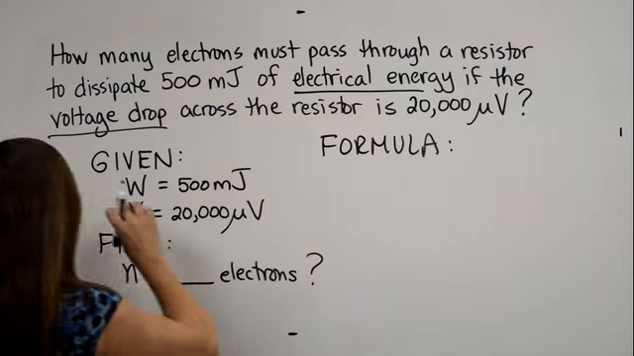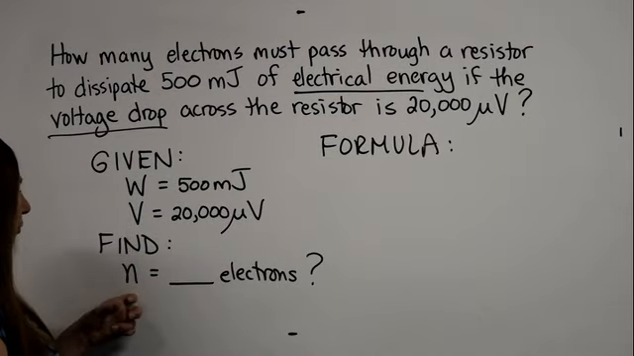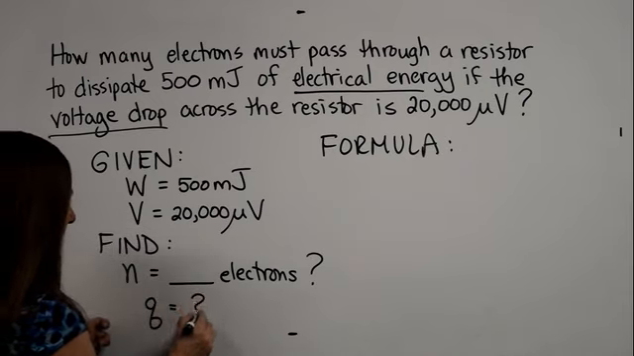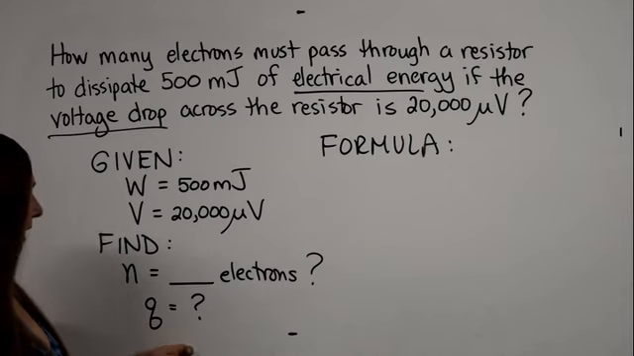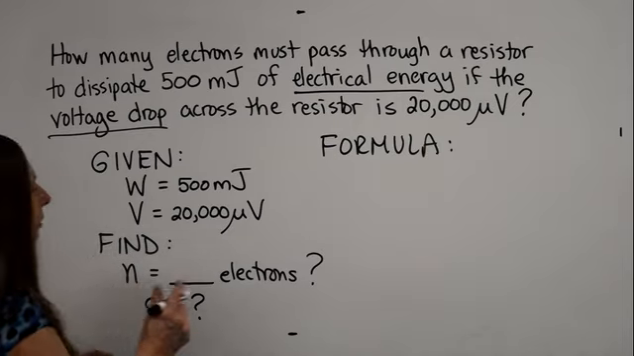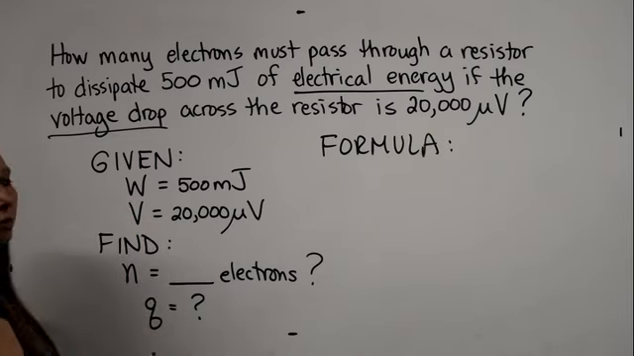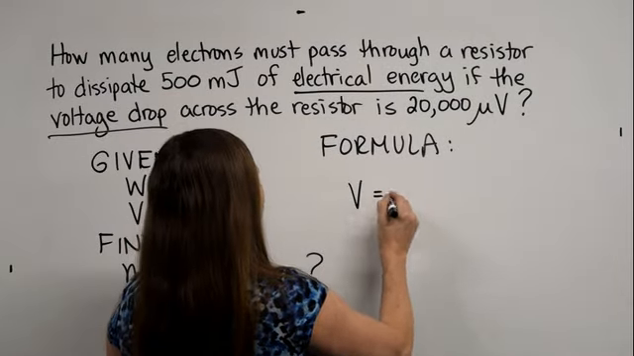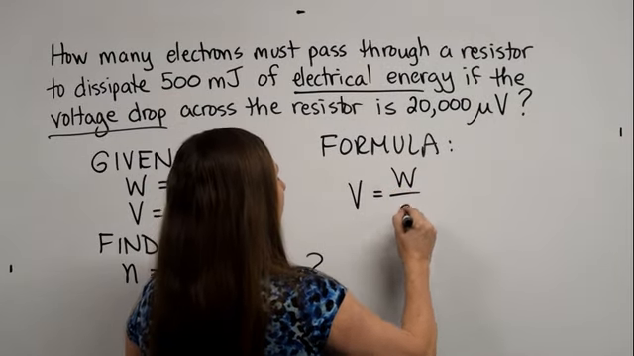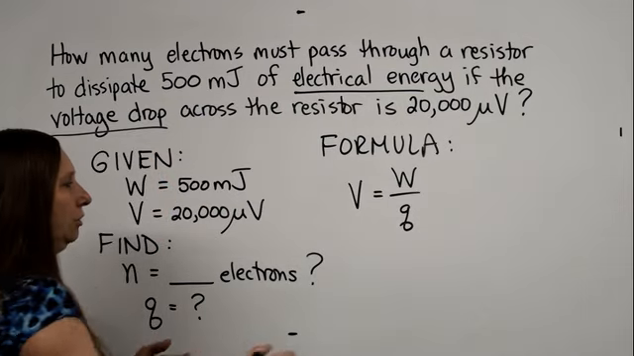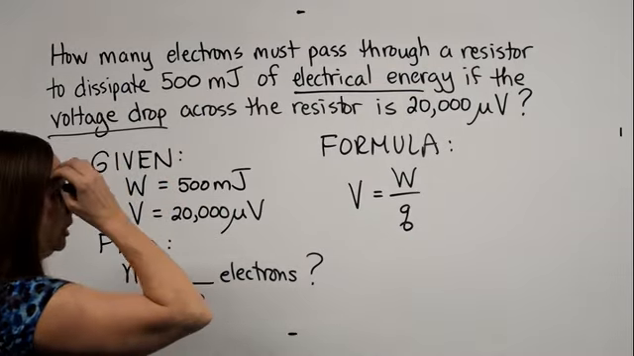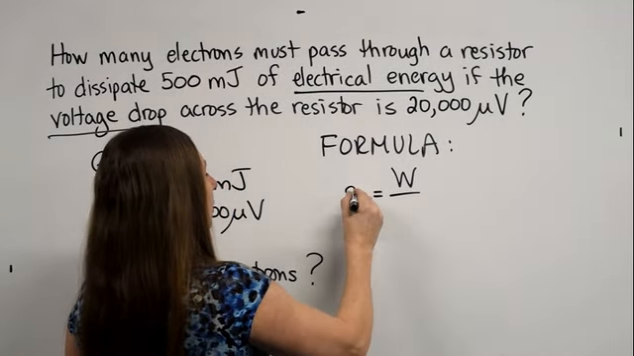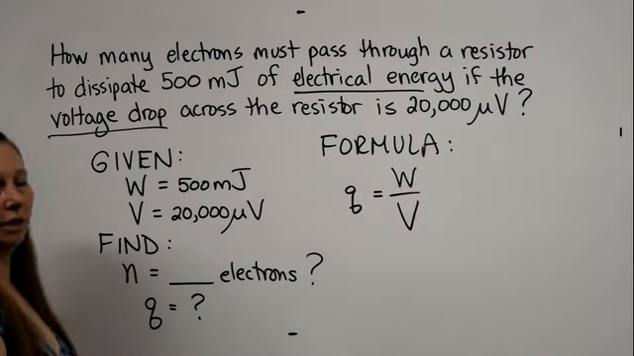because we've got W and V, and we're trying to find the number of electrons, but we can find the charge Q. We can find the charge Q and then convert that to electrons. So the formula is going to have W, V, and Q, and then we'll convert Q to the number of electrons. Right away the formula that comes to mind is V equals W over Q. We're trying to find Q, so switch the Q and the V, and we've got a formula that we can use. Q equals W over V.